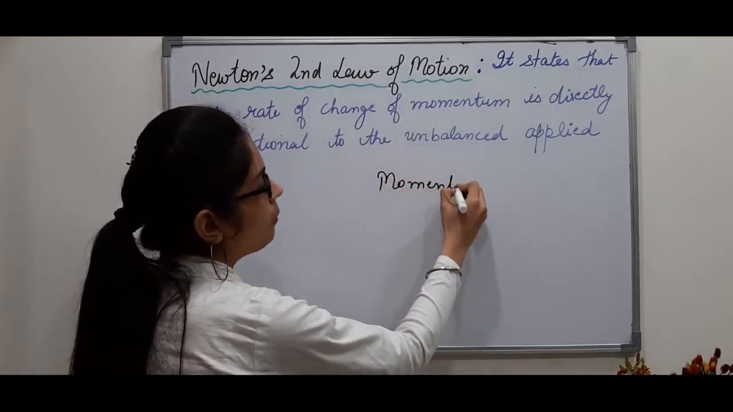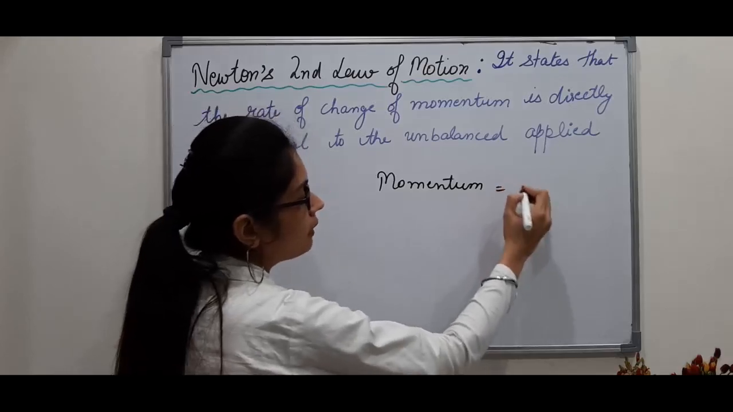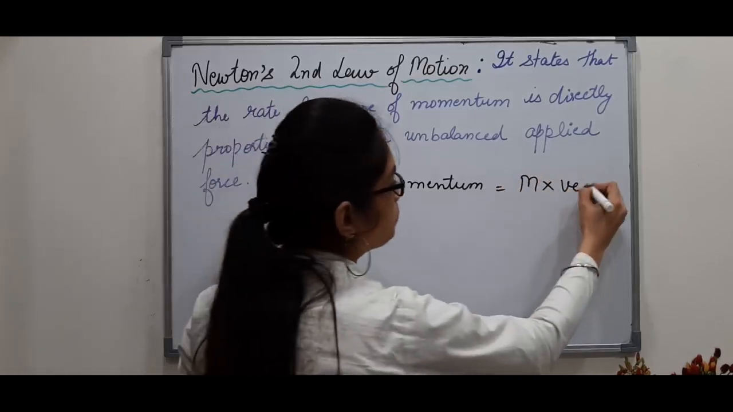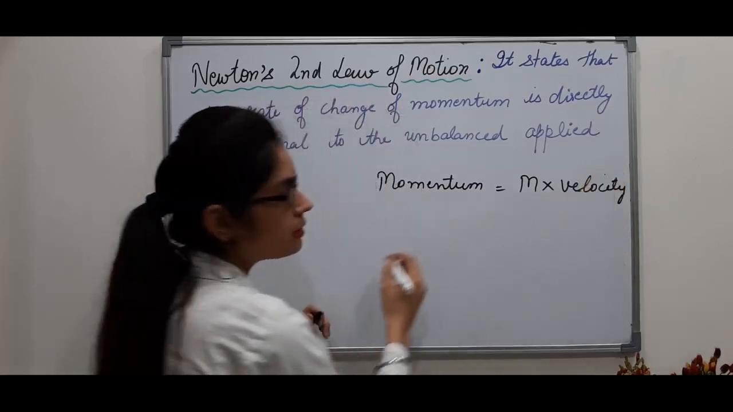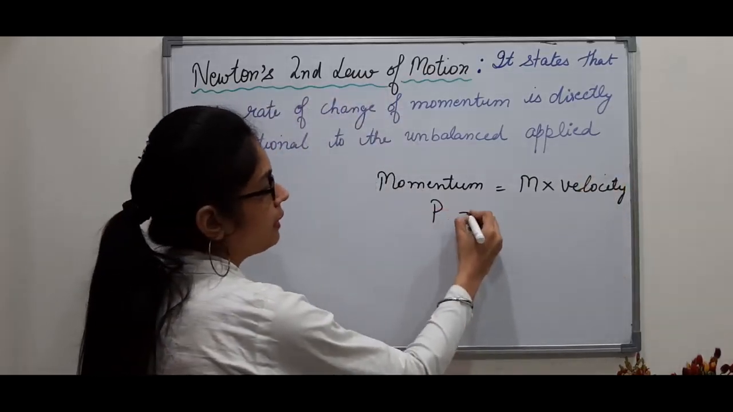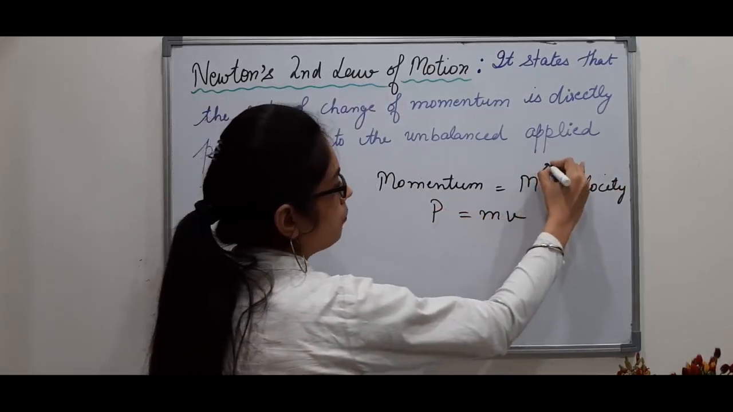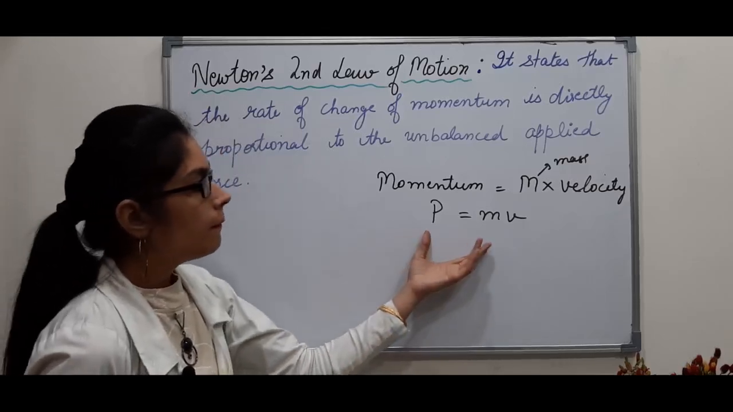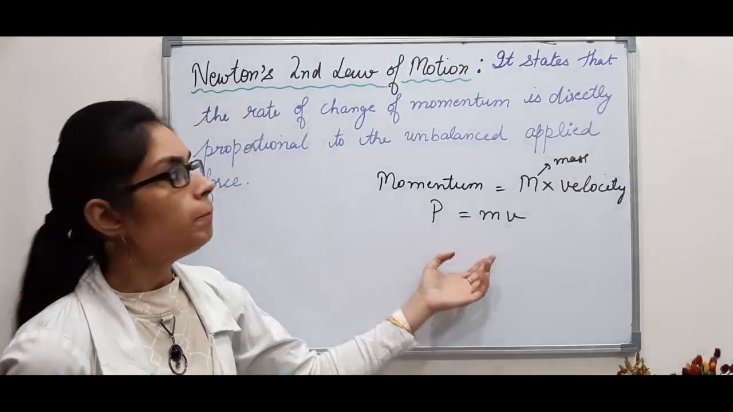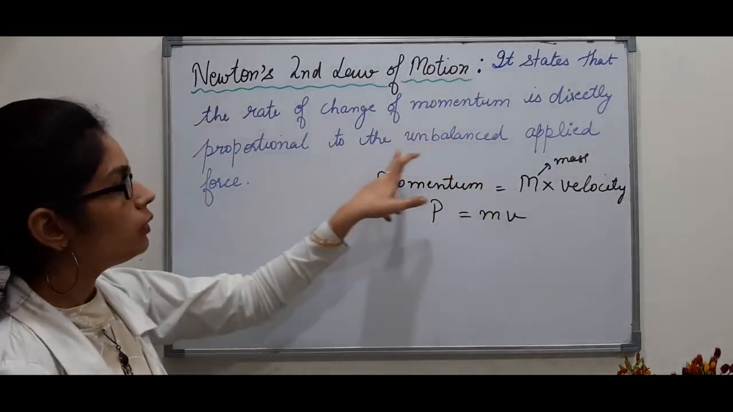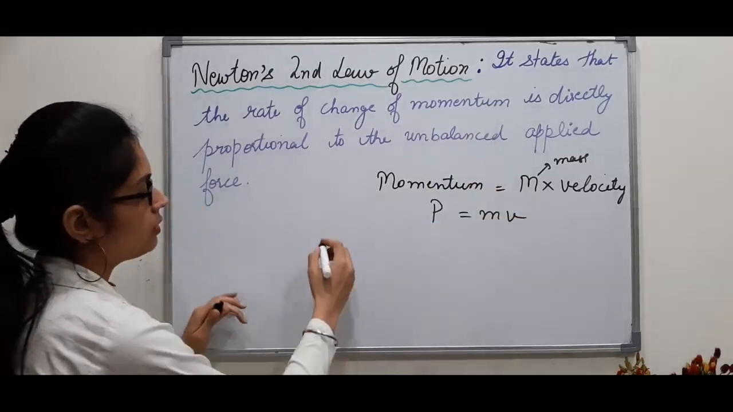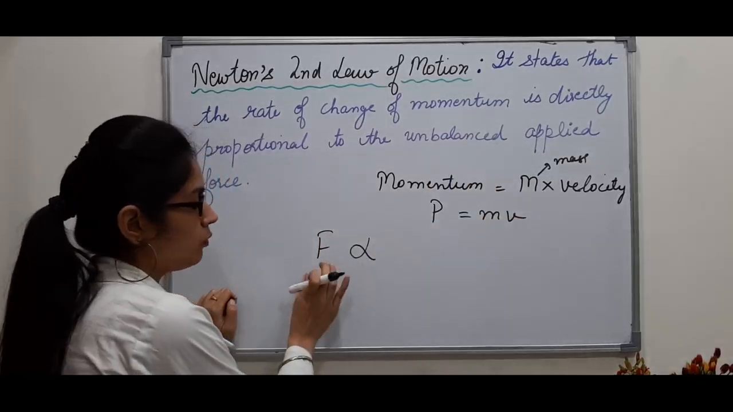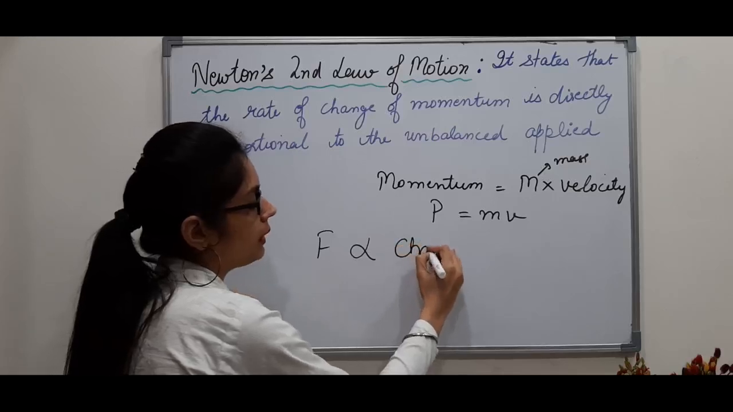Momentum is the product of mass and velocity. Its formula is represented by the symbol P. P is equal to mv, where m is mass and v is velocity. So the rate of change of momentum is directly proportional to the unbalanced applied force. This is stating the second law of Newton, which means force is directly proportional to change in momentum.